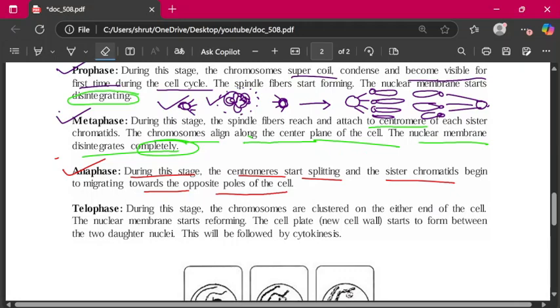Suppose this is a chromosome, this is a spindle fiber, and here is the centromere, so it is attached to the centromere here. What happens is that this will move to this pole and this will move towards the other pole, and likewise the sister chromatids begin to migrate towards the opposite poles of the cell.